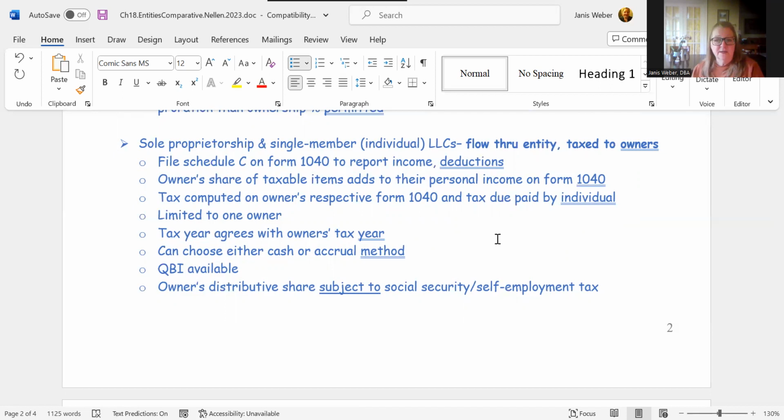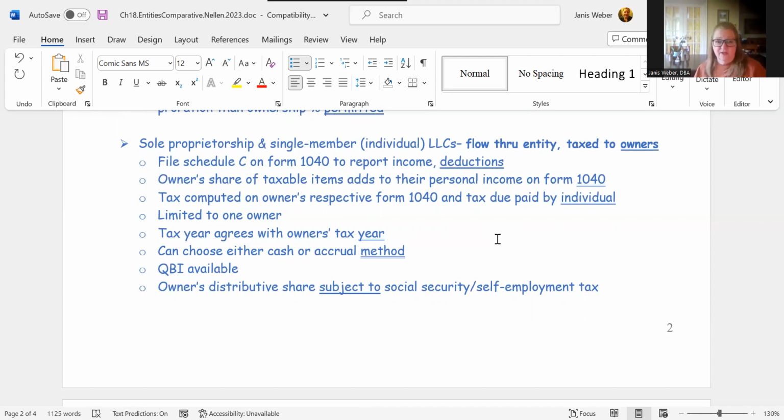It is a flow-through entity. It's taxed to the owners. It doesn't have a life of its own. Even if it's just a regular sole proprietorship, it is still considered a flow-through entity. It's just flowing onto that person's return. It just goes on the Form 1040 as a Schedule C or F. And the owner's share is added to their other personal income just to see where it's going to land and what the tax rates would be. The tax is computed on the owner's respective Form 1040, and the tax is paid there, not from the business.